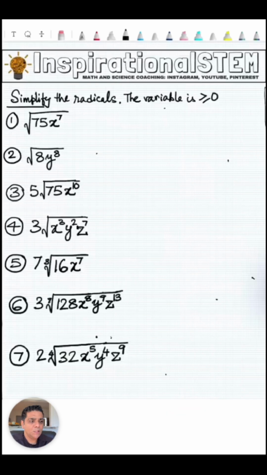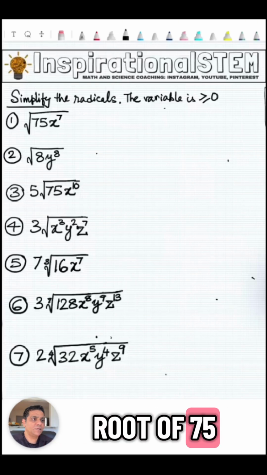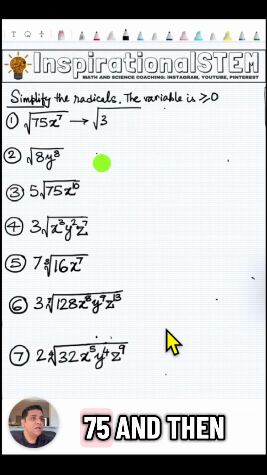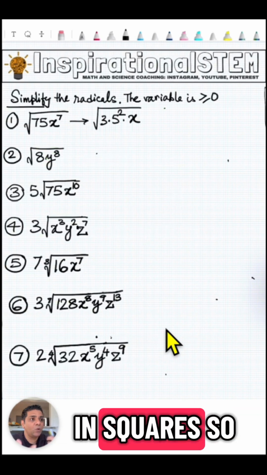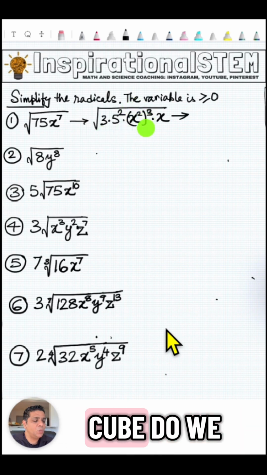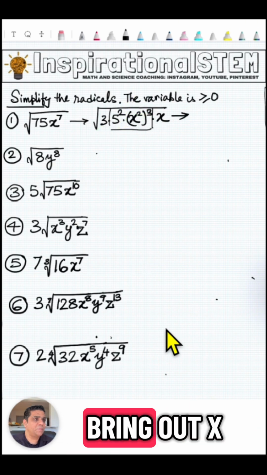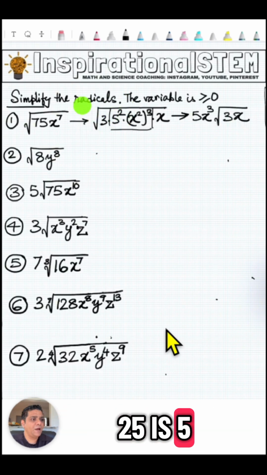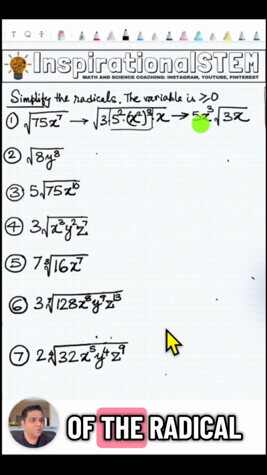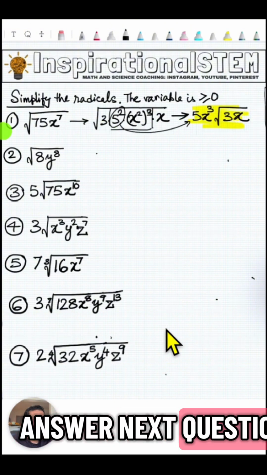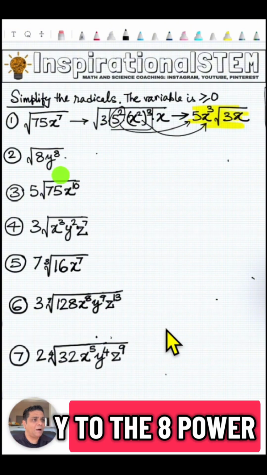Let's go. So the first question is the square root of 75x to the power 7. We're trying to prime factorize 75 and then write x in squares. So 3 times 5 squared is the prime factorization, and x squared cubed times x. We know the square root of x squared is x, so we can bring x cubed out, and the square root of 25 is 5, so we can bring 5 out. So 5x cubed comes out of the radical. In the radical we have 3x. That's the final answer.